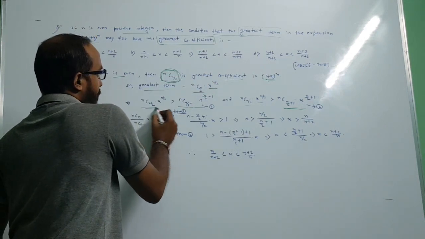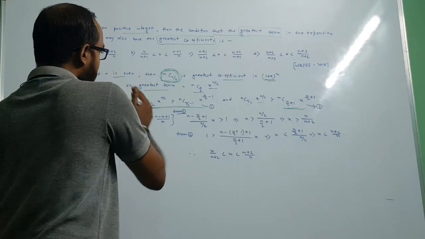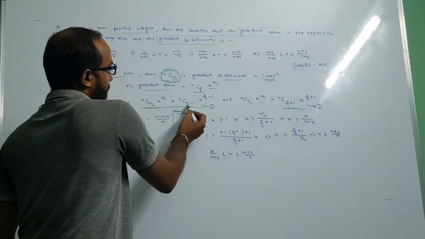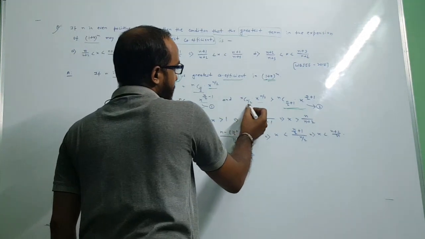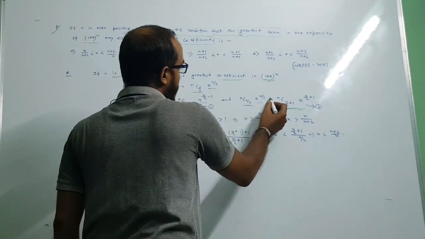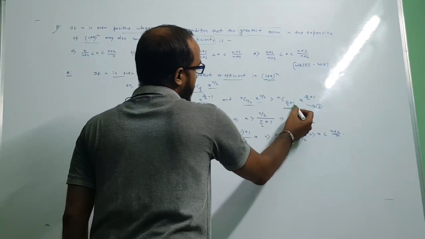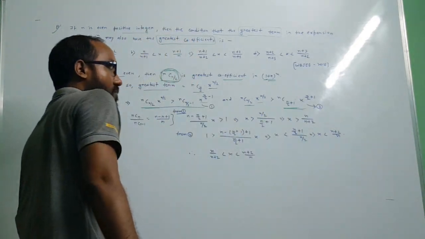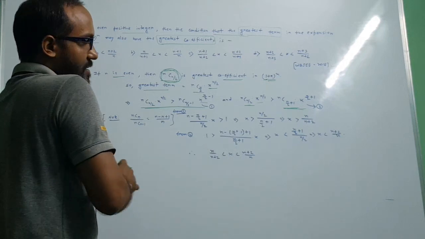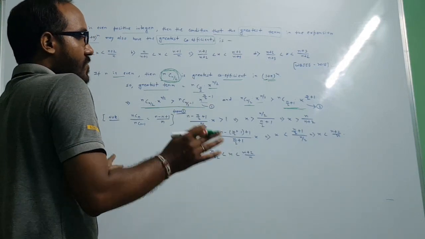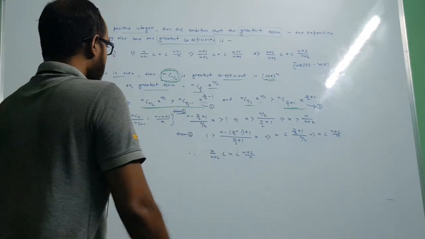So we can compare something like this: nC(n by 2) into x to the power n by 2 is greater than nC(n by 2 minus 1) into x to the power n by 2 minus 1, and nC(n by 2) into x to the power n by 2 is greater than nC(n by 2 plus 1) into x to the power n by 2 plus 1, as the n by 2 term is the greatest term. So the terms before and after it will both be less than it.